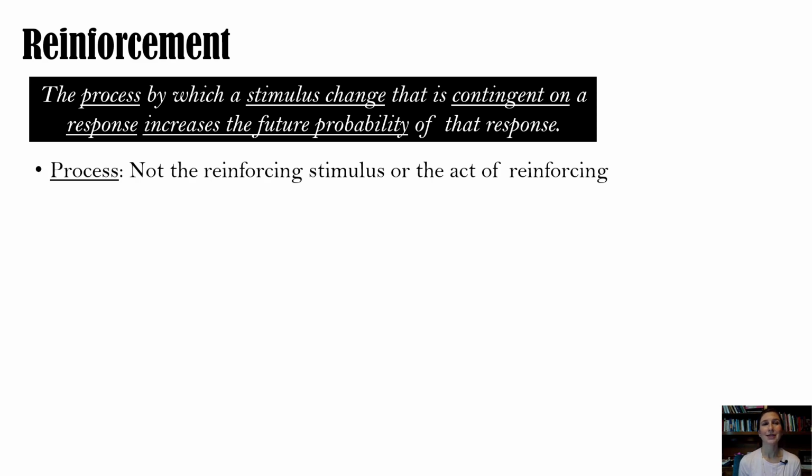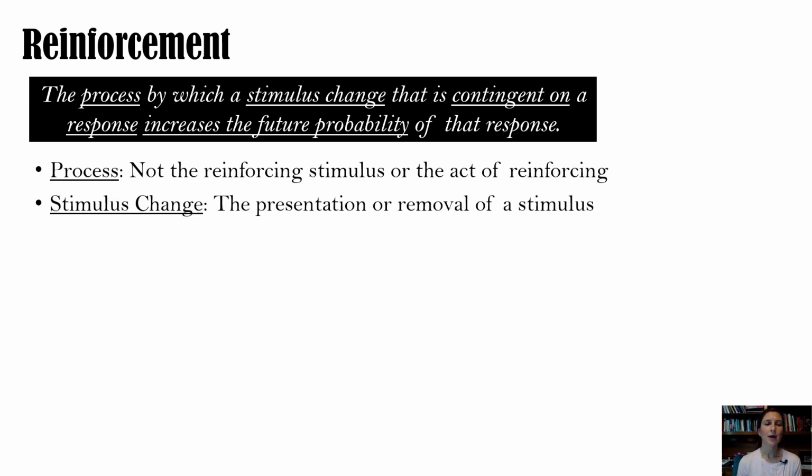So we're going to go through each of those words and talk about what this definition actually means. With process, we mean that this is the whole process of the person engaging in a response, them getting a consequence, and the future probability of that response increasing. A lot of people get the words reinforcement and reinforcer mixed up. Reinforcer is the reinforcing stimulus, but reinforcement is this whole process. We talk about a stimulus change. So the person engages in a response and there's some stimulus change in the environment. And this means that something gets added in the environment or something gets removed.